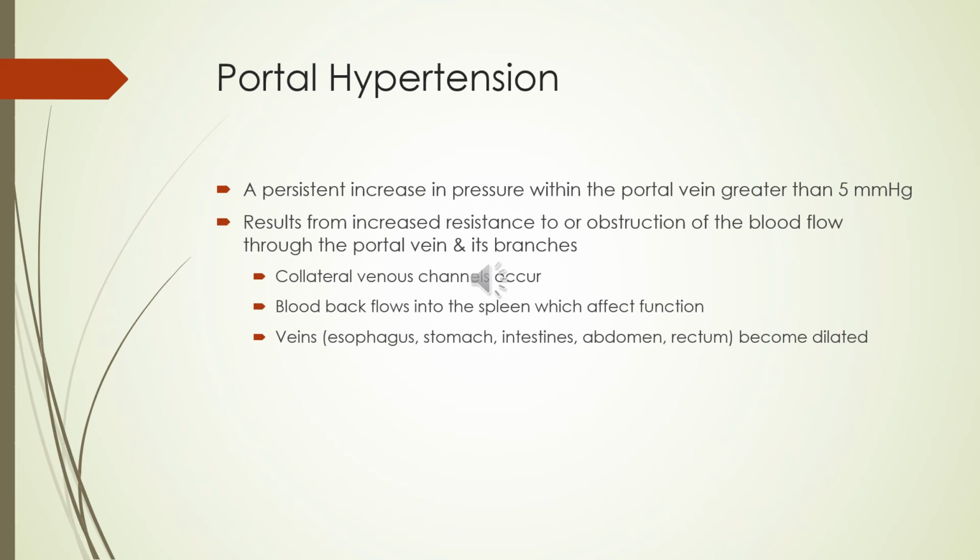Portal hypertension is a persistent increase in pressure within the portal vein greater than 5 millimeters of mercury, and results from increased resistance to or obstruction of the blood flow through the portal vein and its branches. So collateral venous circulation channels do occur. We have blood that will backflow into the spleen, which then will affect the function of the spleen. And we have veins of the esophagus, stomach, intestine, abdomen, and rectum that all become dilated, and then they put pressure on adjacent organs and also have the chance for rupture.